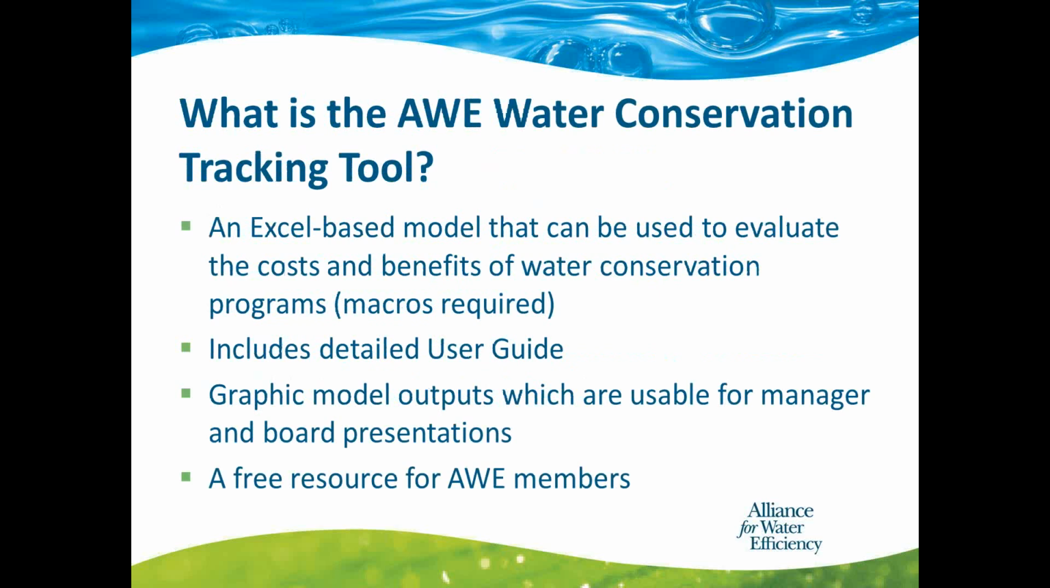So to get started, what is the AWE Water Conservation Tracking Tool? It's an Excel-based model that can be used to evaluate the costs and benefits of water conservation programs. It does require macros to run, and I included that there because that's probably the number one problem we see users encounter: the macro settings on their machine. So just a reminder, when you download the tool and gain access to it, make sure your Excel program is set up to run macros.